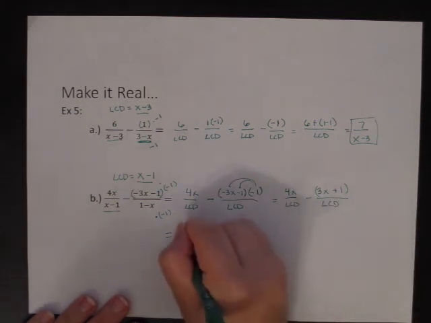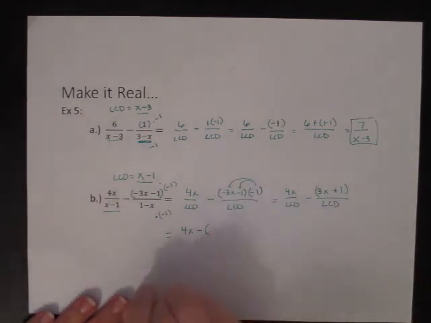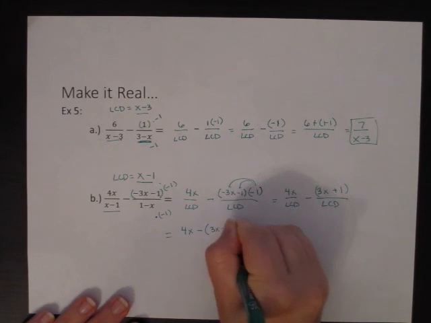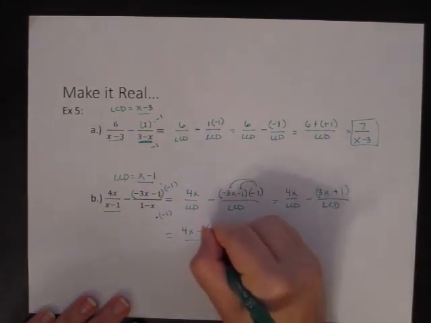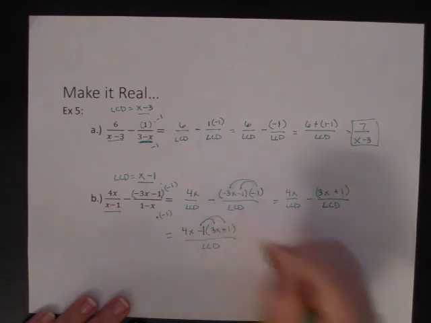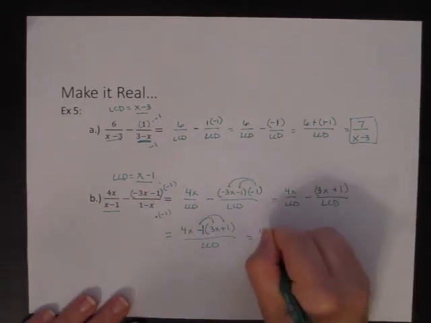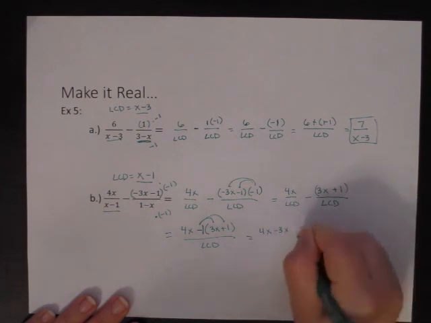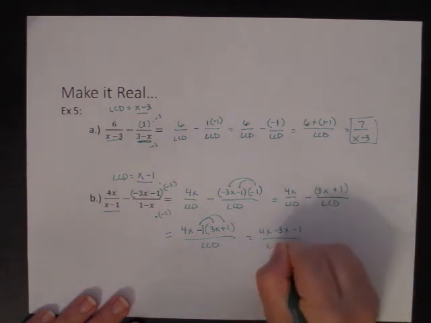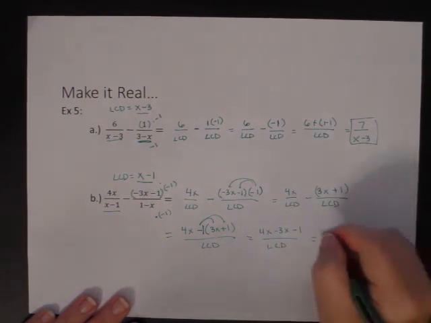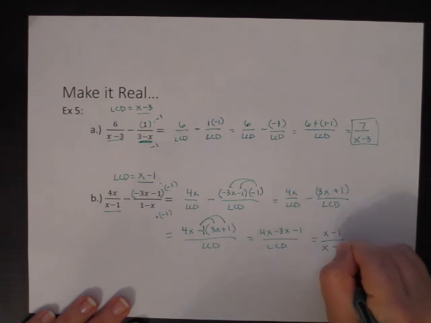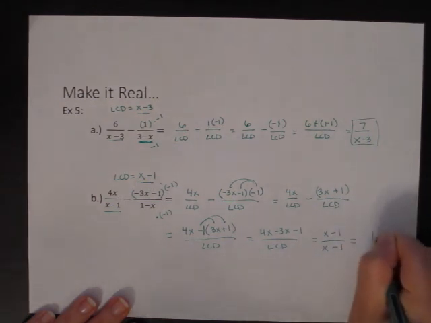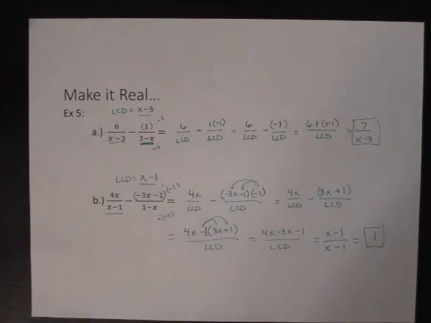Now when I put those together, I've got 4x minus 3x plus 1 over my LCD. I'm going to put my little imaginary 1 in there, and I'm going to distribute the -1. So I've got 4x minus 3x minus 1 over LCD. Combine my like terms. 4x minus 3x is just x minus 1 over my LCD, which is x minus 1. So my final answer would just be 1.